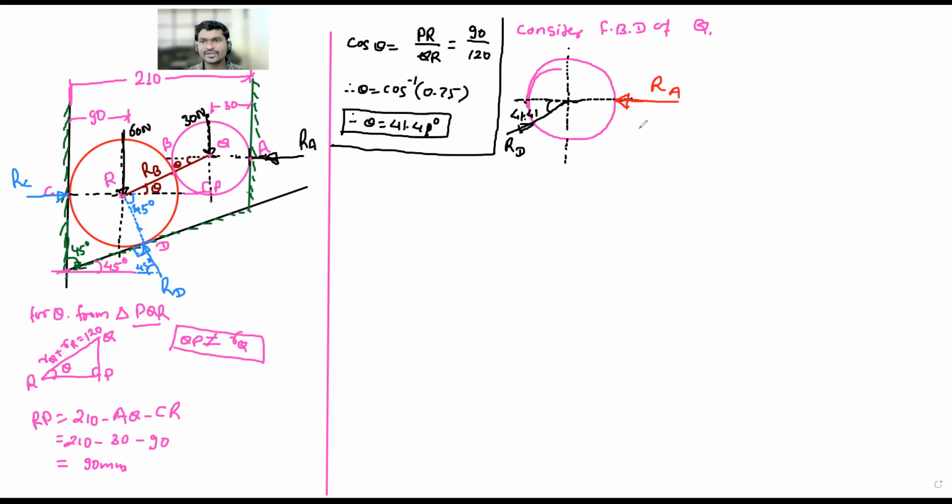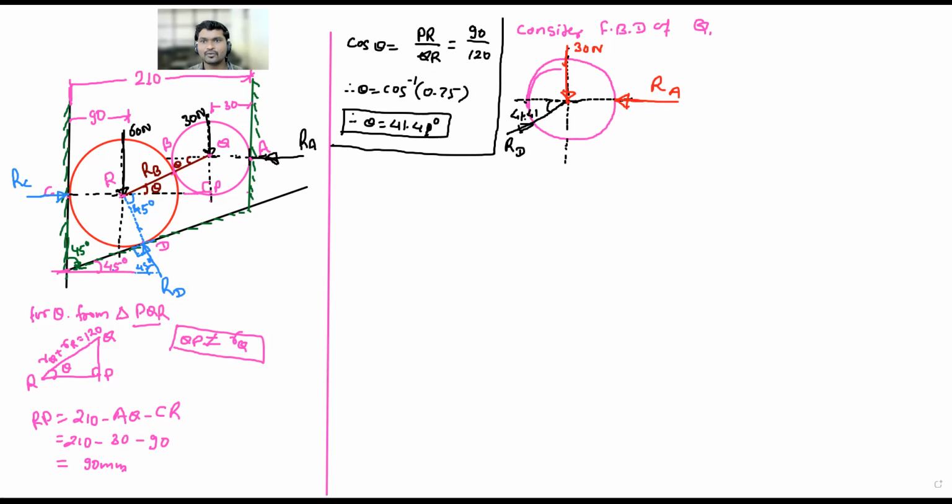What else remains? Weight. It should be vertically downward, that is along the y-axis towards the center. How much is it? 30 Newton. So how many forces are there? 3 coplanar concurrent forces. Means we will be in the position to apply Lami's theorem.